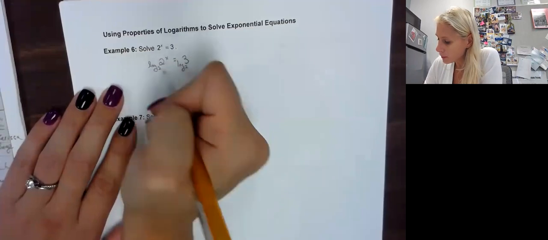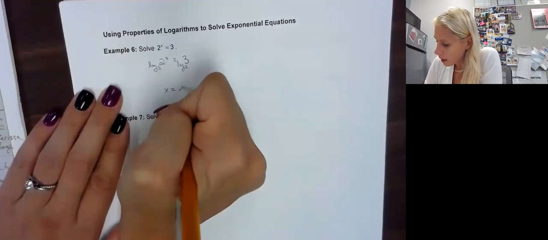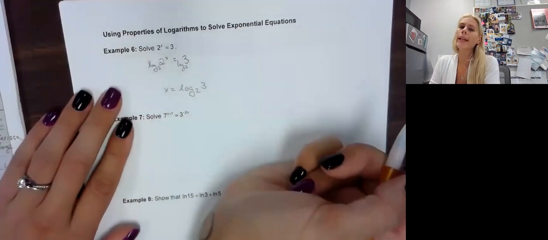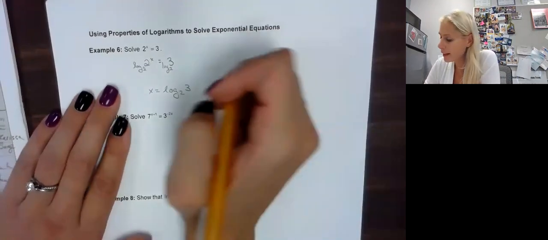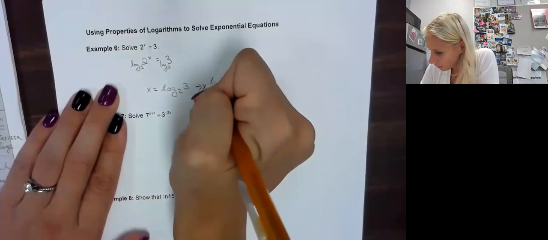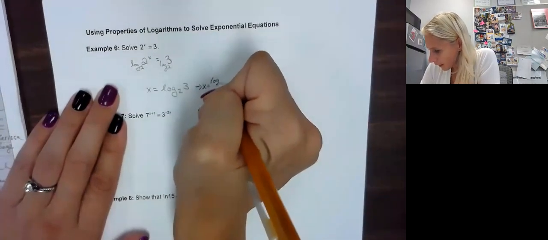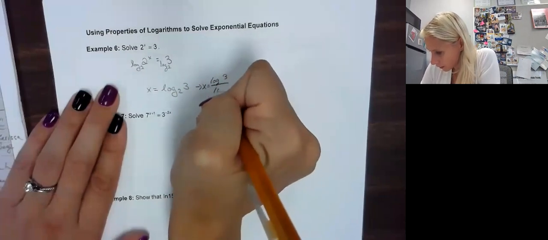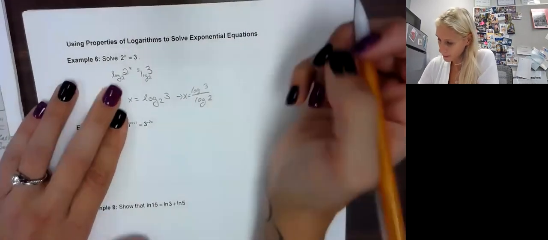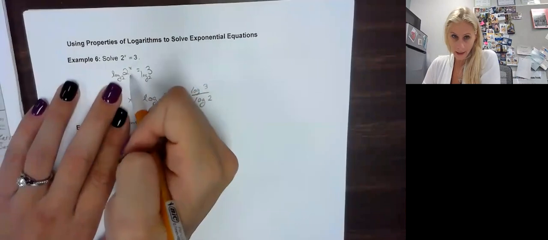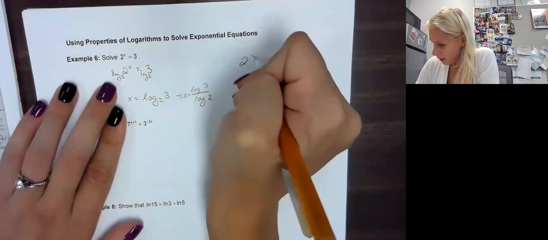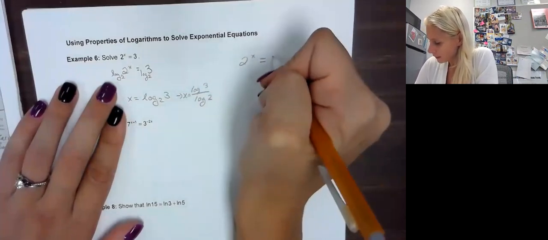Okay, so of course these would cancel and we would get x equals log base 2 of 3, which we know we can't do on a calculator unless we change that into log base 10. So we would have log of 3 all over log of 2. Now there is another way we could have manipulated this. If you see here, instead of using log base 2, I'm automatically going to use log base 10.